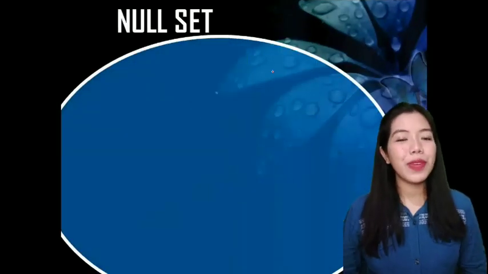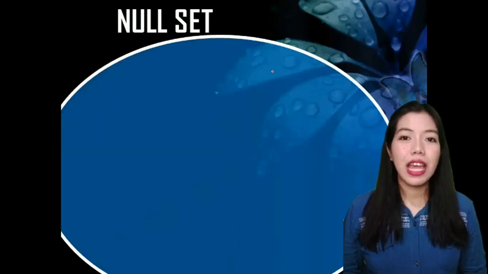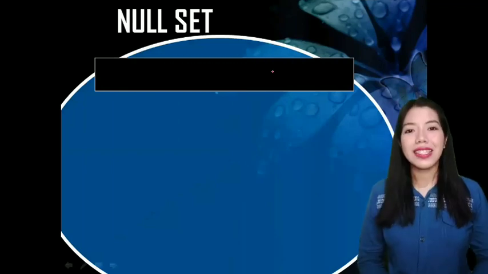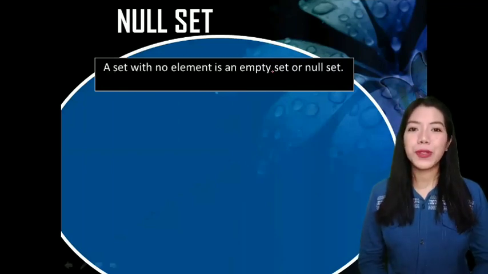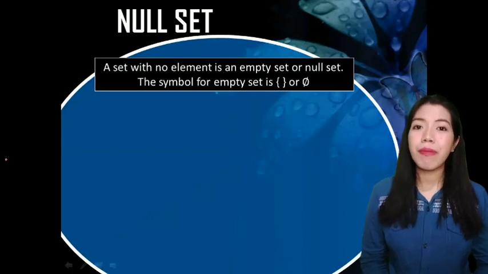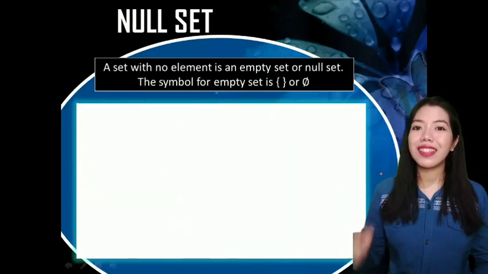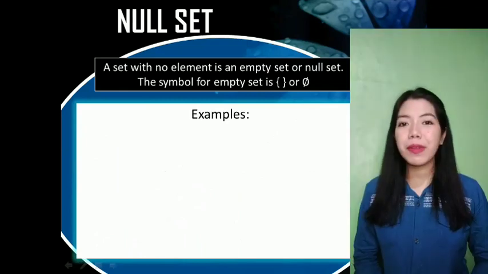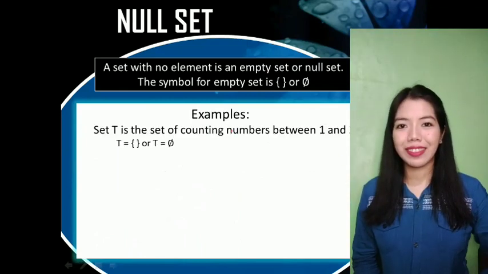The next term is the null set. Do you have any idea about it? A set with no element is called an empty set or a null set. The symbol of a null set is this. Some examples of a null set are the following.